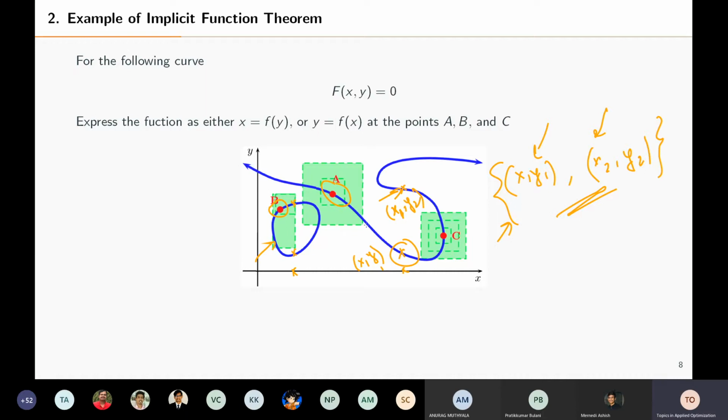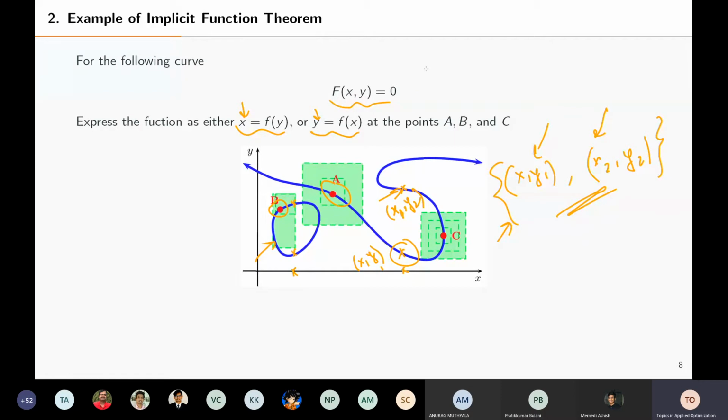But the takeaway from here is that given f(x, y) equal to 0, locally I should be able to solve for either x or y such that it is a function. It doesn't matter which one, but I should be able to solve, provided I am in a small enough domain.